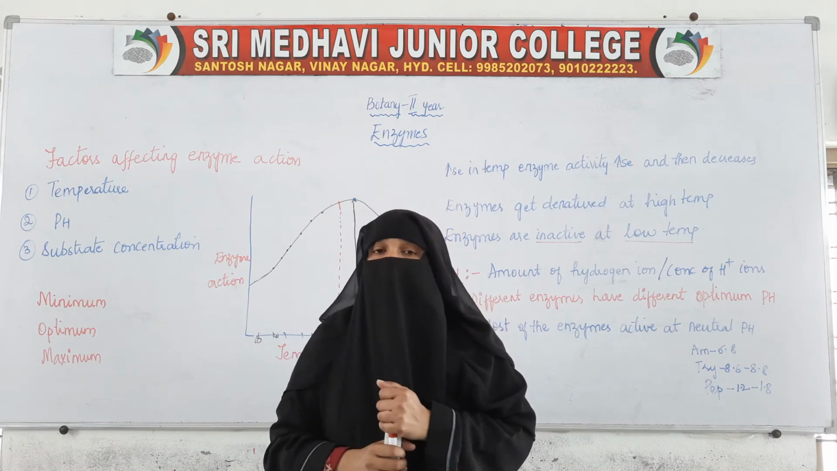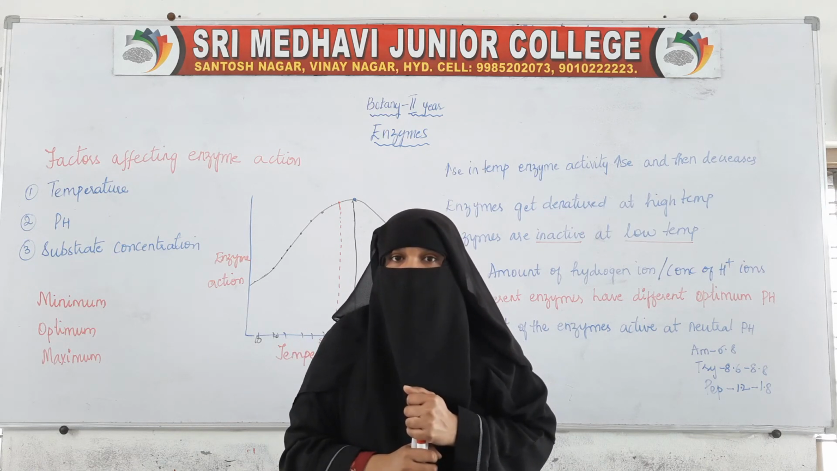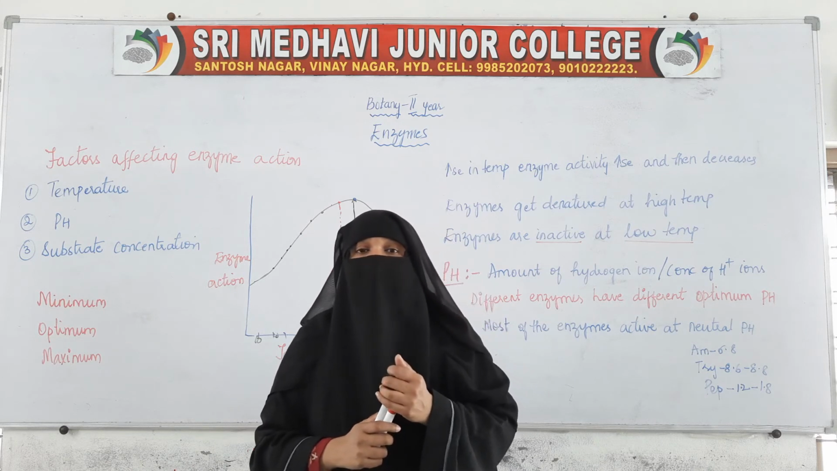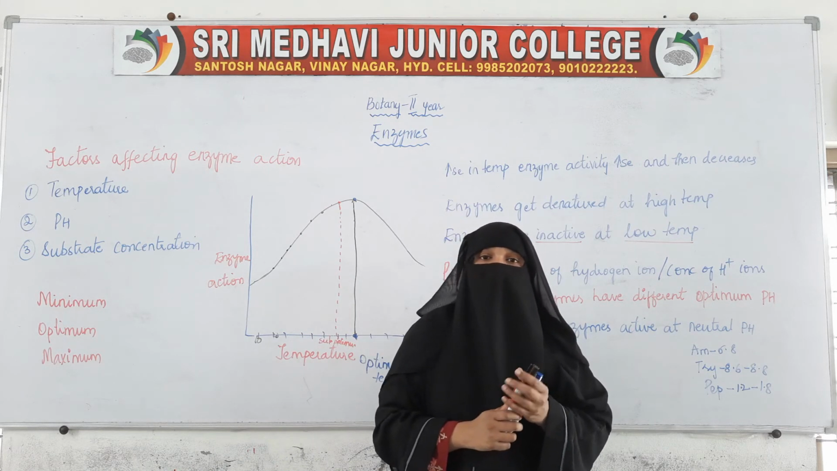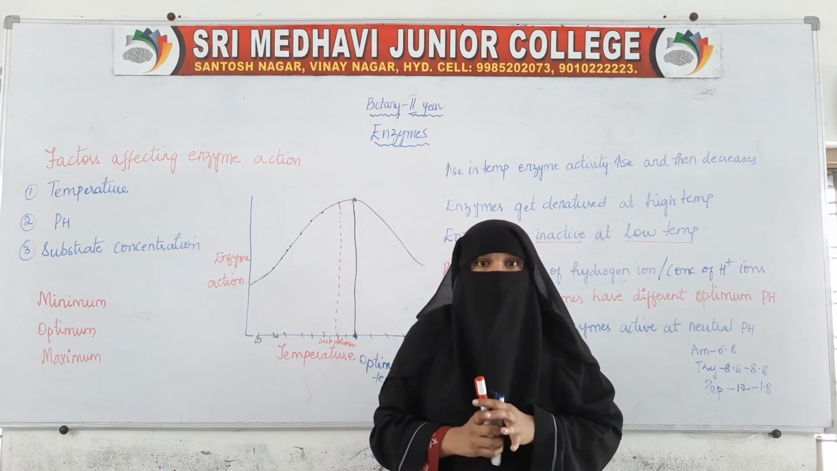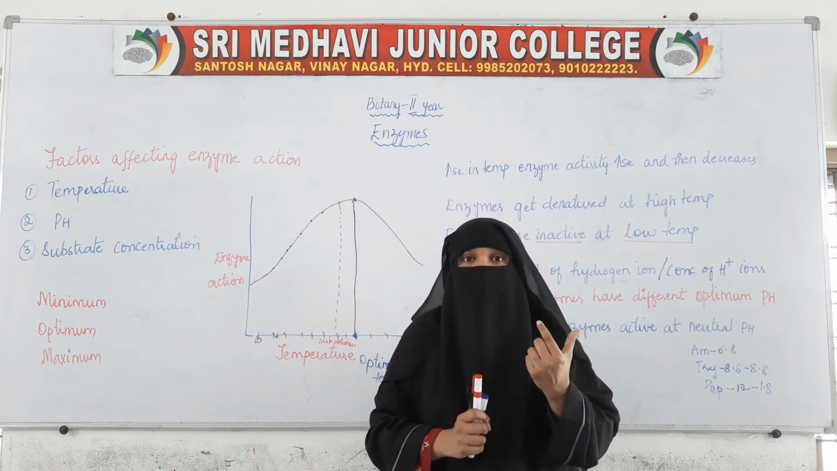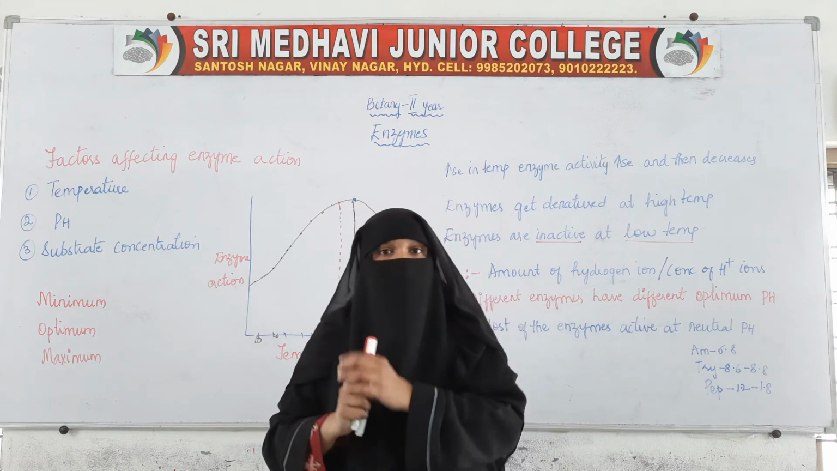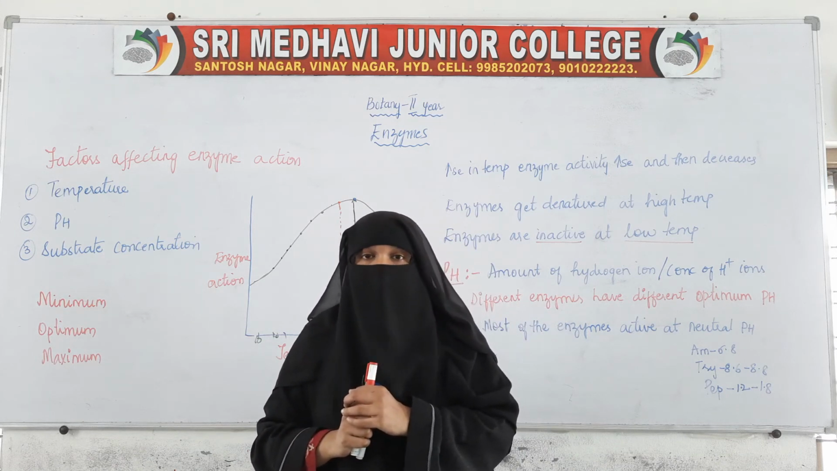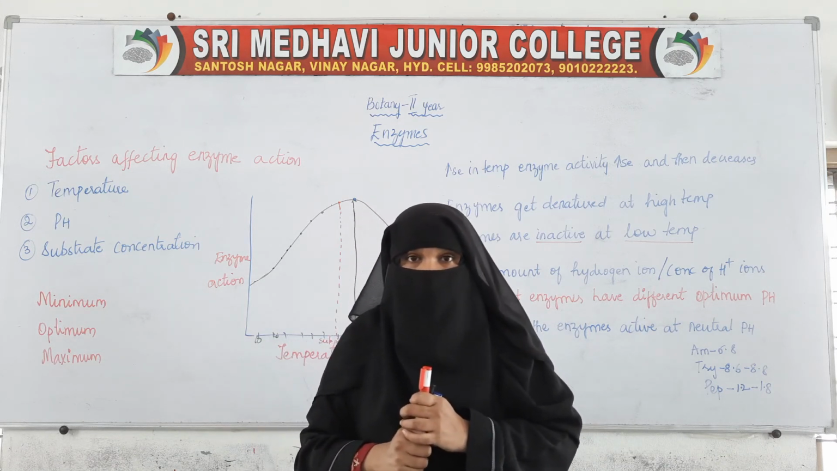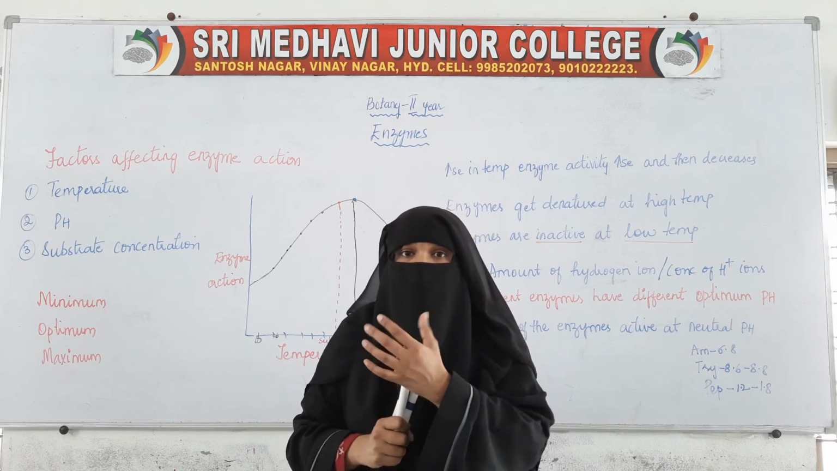But when you see pepsin, it works maximum at a pH of 1.6 to 1.8. 1.6 to 1.8 means it is highly acidic. So, pepsin works in highly acidic conditions. Then we have trypsin. Trypsin works in slightly basic conditions.